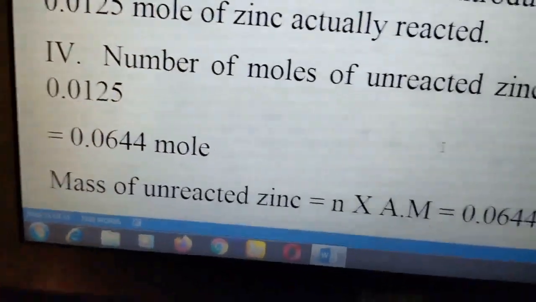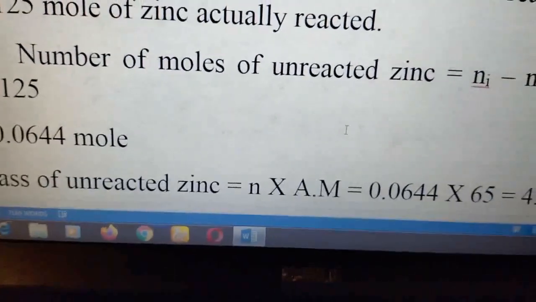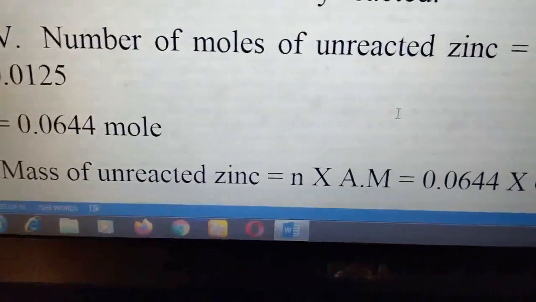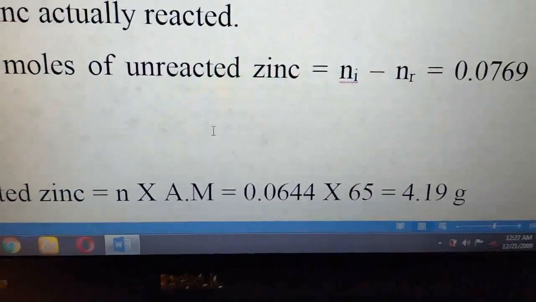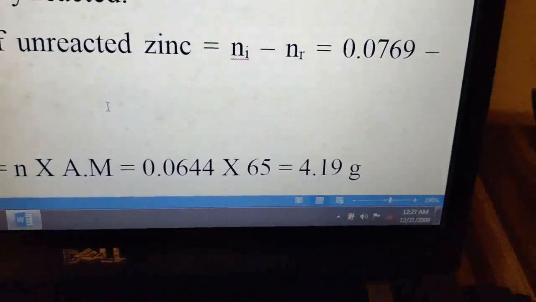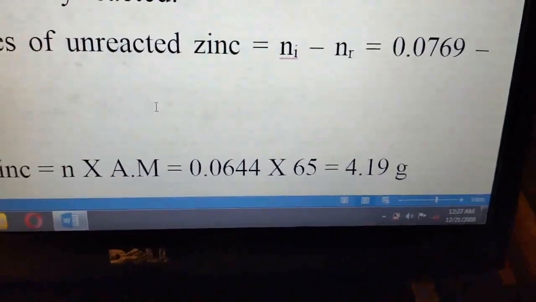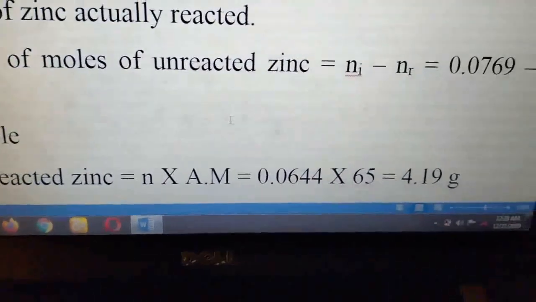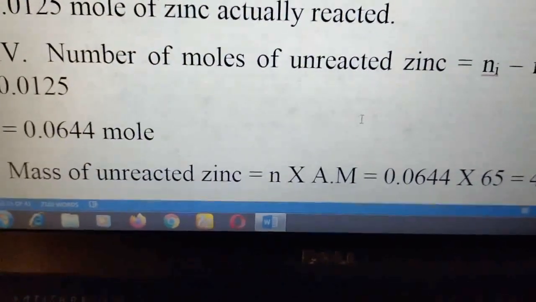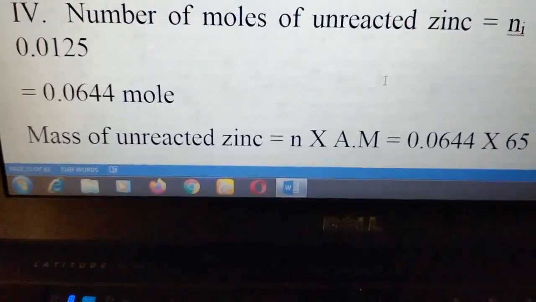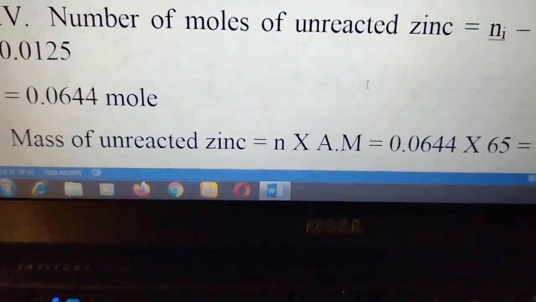Then number IV, we're looking for the mass of unreacted zinc. First of all, we'll find the number of moles of unreacted zinc. How to find it? We'll subtract Nr from Ni. Number of moles of zinc introduced is 0.0769. Number of moles of zinc that reacted is 0.0125. So when you subtract, you have the number of moles of zinc that did not react. That gives us 0.0644 mole of zinc unreacted.